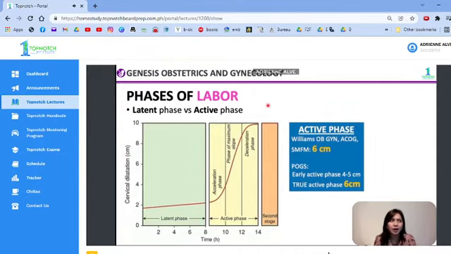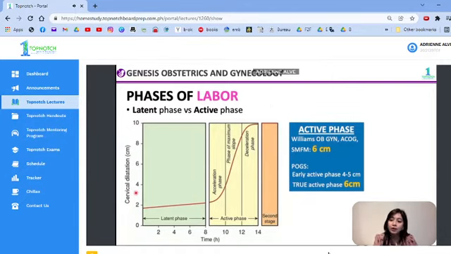So why, doktora, do you need to denote early versus true? Okay, when you're in the true active phase, that's the only time you can diagnose arrest disorders like cervical dilatation arrest. You can only diagnose arrest of cervical dilatation at 6 centimeters and above. So you can't diagnose and do a cesarean section during the early active phase just because cervical dilatation arrested during this phase. According to studies, the duration between 4 to 5 and between 5 to 6 centimeters is long. That's why a new threshold for the active phase was set. We eventually changed from 4 centimeters to 6 centimeters.